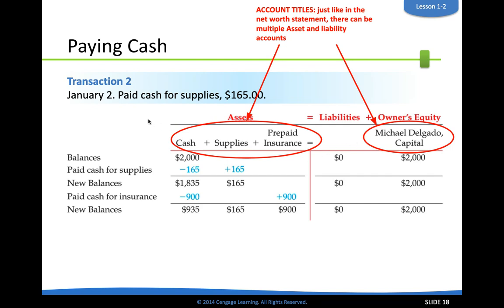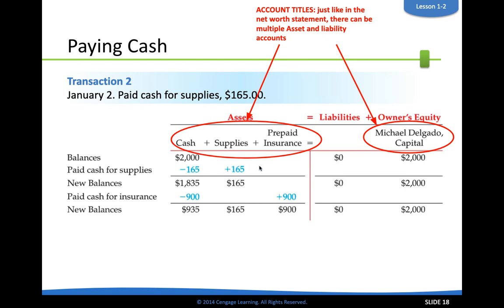So what happens when Delgado Web Services buys some supplies? Remember, they have that $2,000 balance. Delgado Web Services has a $2,000 cash balance in their checking account, and they need to go out and buy some supplies to operate the business. So maybe they buy some software programs or some business cards or something like that. So they spend $165 on supplies, or Michael Delgado's business does. And so what happens is the cash is spent, $165.